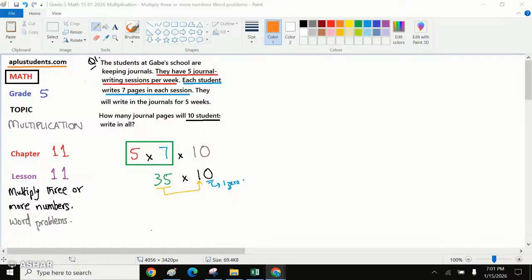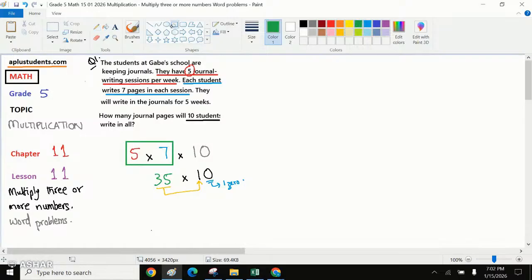They write down for 5 weeks. They have 5 journal sessions per week. They have 5 sessions. Each student writes 35, right? So what happens over here is they had 5 journal sessions per week. Each student was writing 35 pages per week, right? They write in journals for 5 weeks.